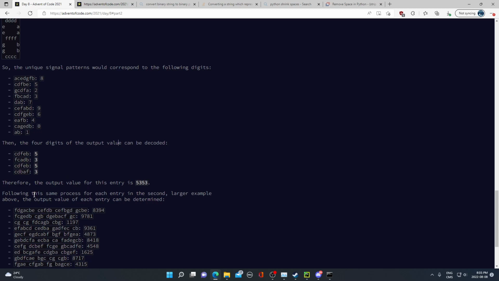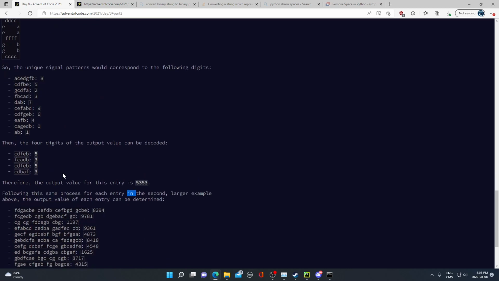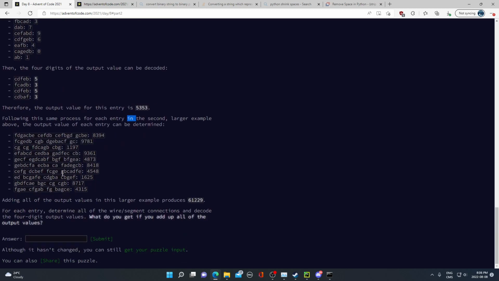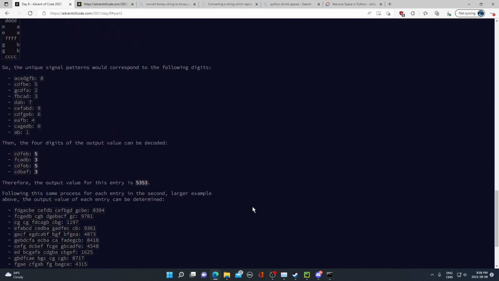Following the same process for each entry in the second larger example above, the output value of each entry can be determined. Adding all of the output values in this larger example produces... For each entry, determine all of the wire segment connections to decode the 4-digit output values. What do you get if you add all of the output values? Okay, so here we actually have to figure out each of the digits.